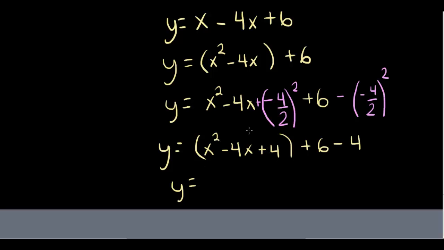Now I know this is a perfect square trinomial, so I'm just going to factor it. x minus 2, squared. 6 minus 4 is 2. And then that's it. I know I went kind of fast on this one, but it is just a review from the previous lesson. Okay, and that's it.